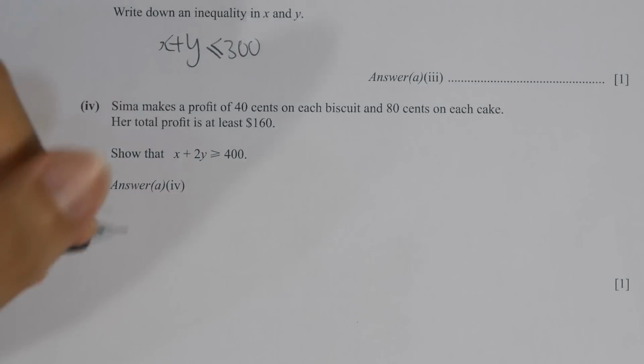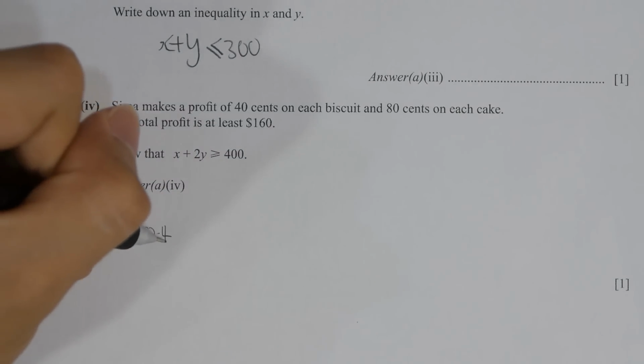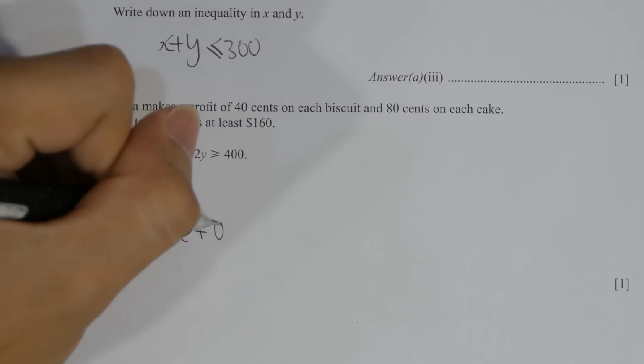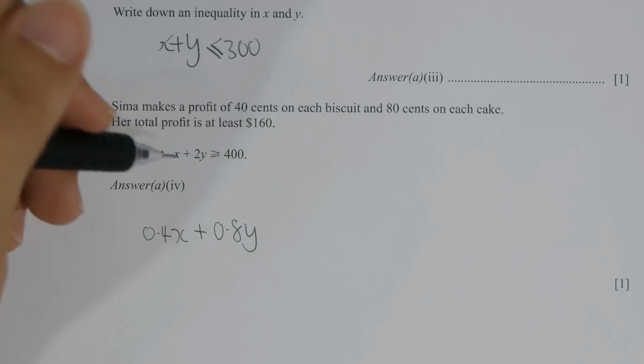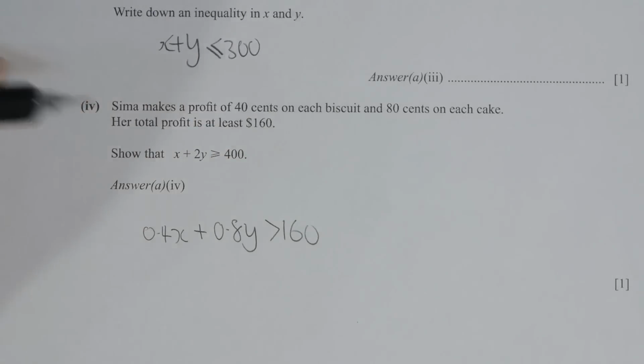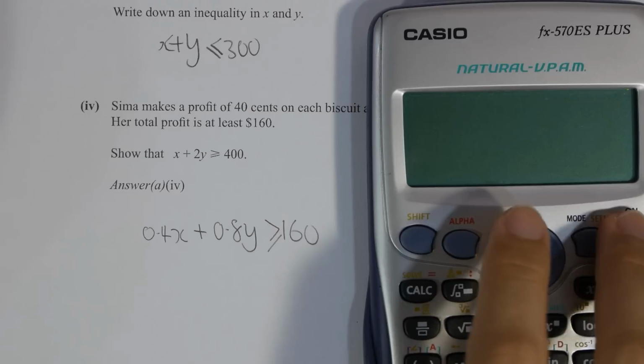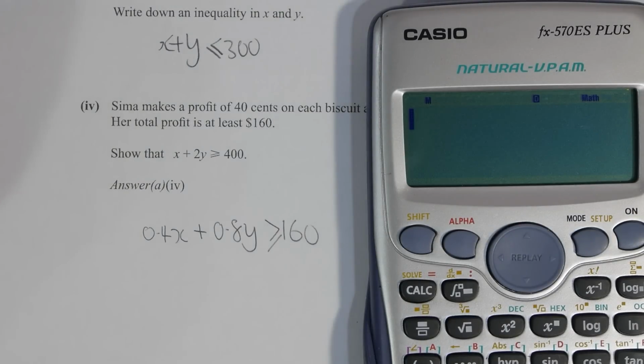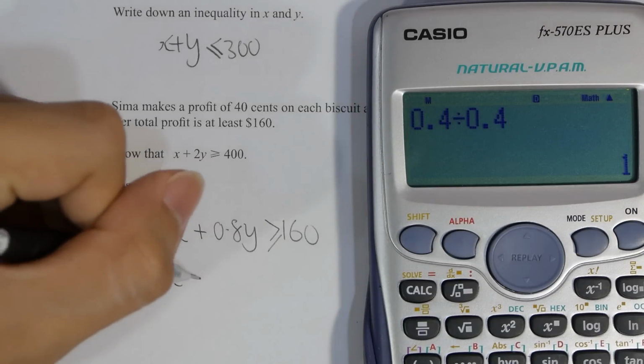She makes a profit of 40 cents and 80 cents for biscuits and cakes, and makes at least 160. So 0.4x plus 0.8y is more than or equal to 160. By getting rid of the decimal point, you will be able to prove that x plus 2y is more than or equal to 400.